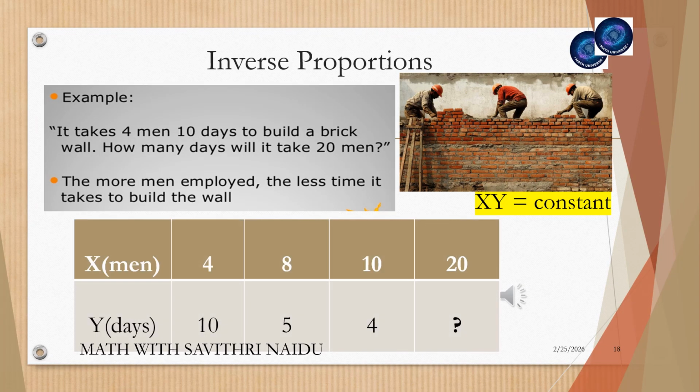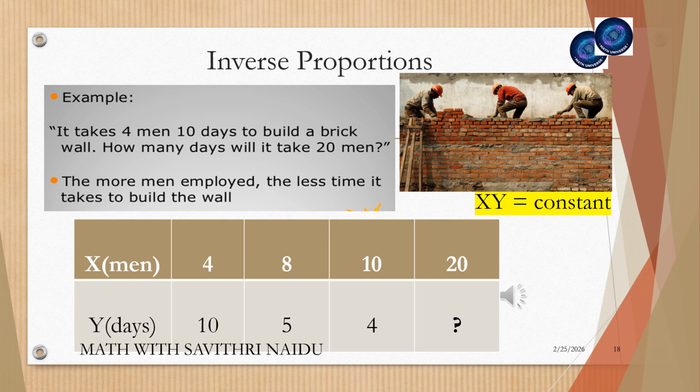Here is a visual representation of inverse proportion. Notice how, as one value rises, the other falls, yet their product remains unchanged, as the product of x and y remains a constant in inverse proportions. The product of 4 and 10 is 40, hence for 20 men, only 2 days are needed to complete the work.